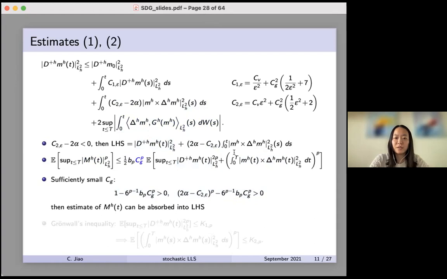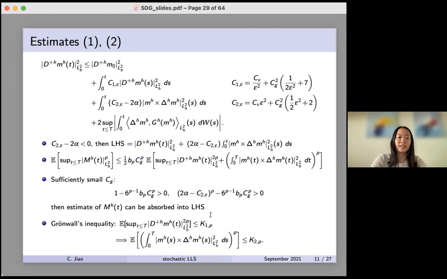Once we have that, on the right-hand side, we only have the gradient of M0 and the time integral of the discrete gradient. So we can apply Grunwald's lemma as aforementioned to obtain the first estimate. For the second estimate, we just change the subject to be the integral of m cross Laplacian on the left-hand side. Then we have the second estimate here immediately.